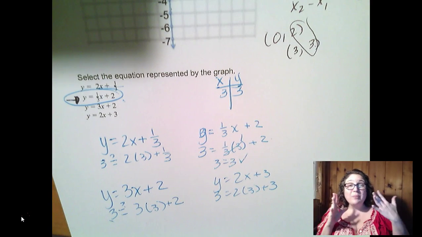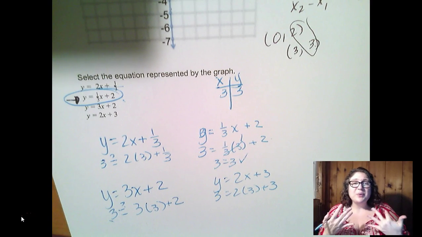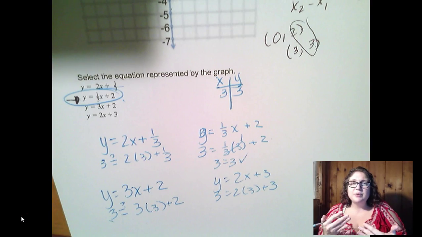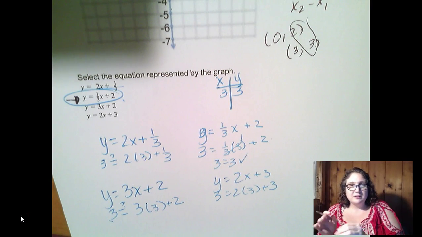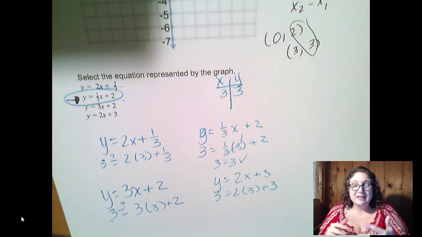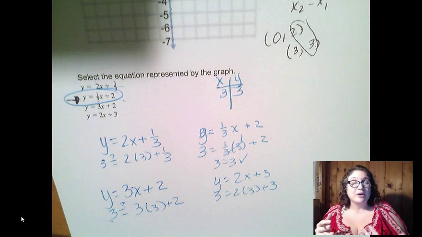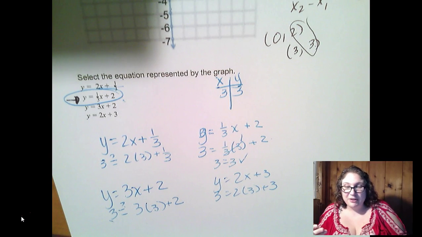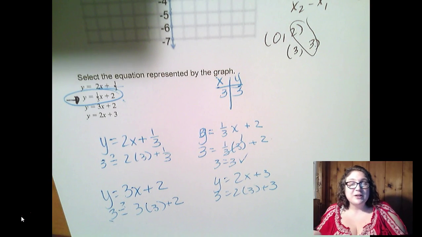So, OMG, I'm looking at this SBAC question. I don't know what to do. 2 different ways to do it. Do it the official math way. Set up the slope-intercept form. Or math hack it. Pick a point that's on the line. It doesn't matter which point it is. I could have picked 0, 2. I just chose to pick 3, 3. Plug it in for each of the equations that they give you, and you're home free. You got this.